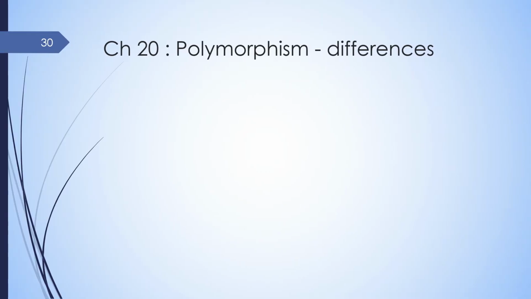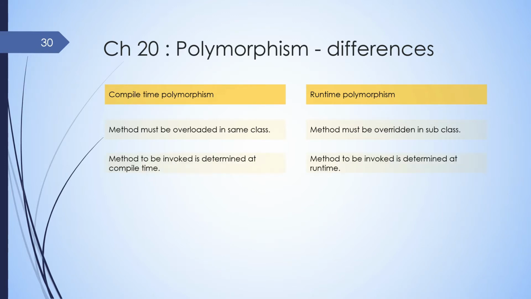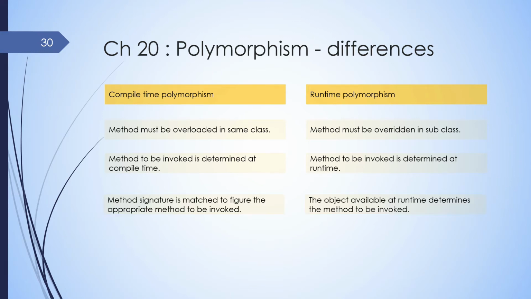Let's summarize the difference between compile time polymorphism and runtime polymorphism. In compile time polymorphism, the method must be overloaded in the same class. In runtime polymorphism, the method must be overridden in the subclass. For compile time polymorphism, the method to be invoked is determined at compile time, whereas in runtime polymorphism, the method to be invoked is determined at runtime. In compile time polymorphism, the method signature is matched to figure out the appropriate method to be invoked, whereas in runtime polymorphism, the object available at runtime determines the method to be invoked.